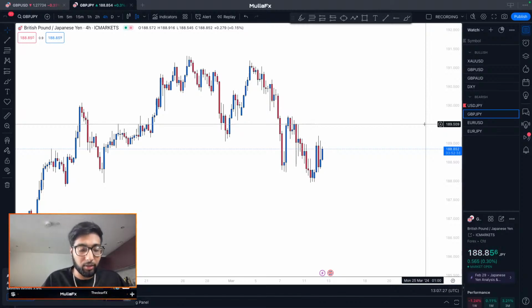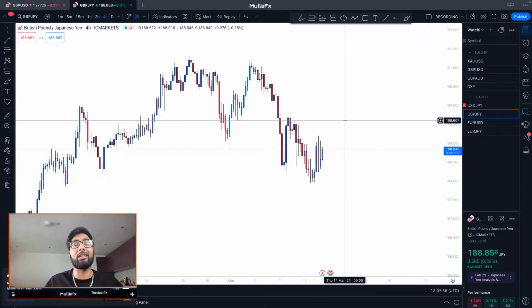Now, there's a few things I want to explain before we actually get into the markets with key levels. And the first thing is actually understanding how key levels work and why we implement key levels.